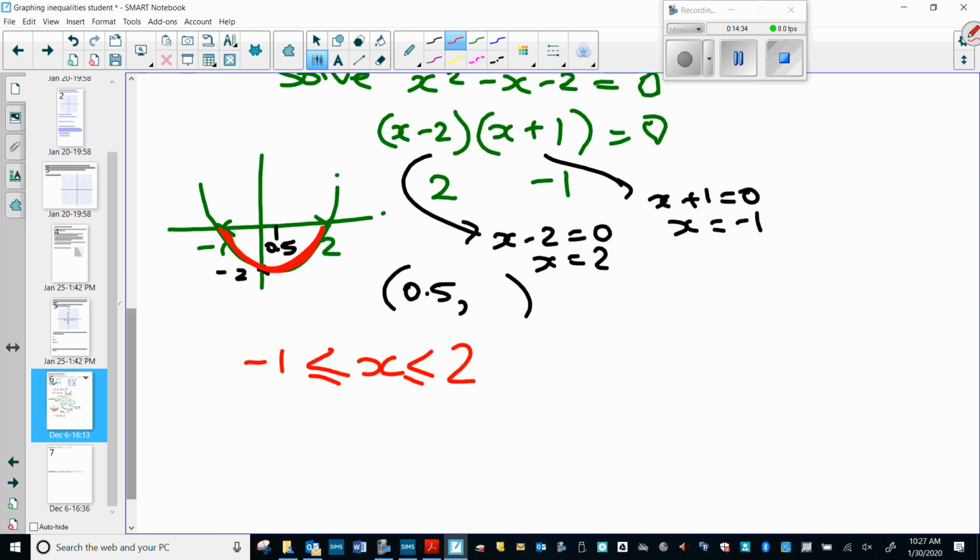Why is it not like the one we did before, where it's plus 3? Because that was just one number. For this one it was a more complicated quadratic. It wasn't just the same number left and right. So what exactly is the range part? It's between the -1 and 2. Okay, that's fine.